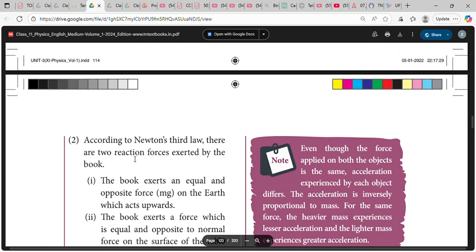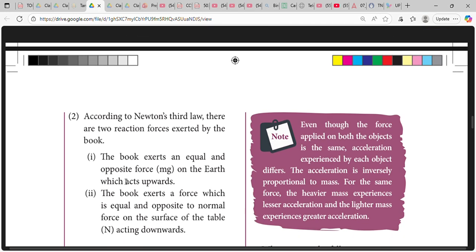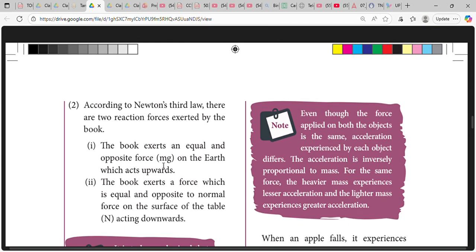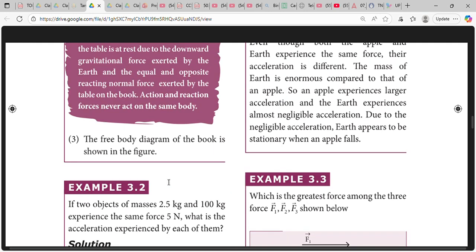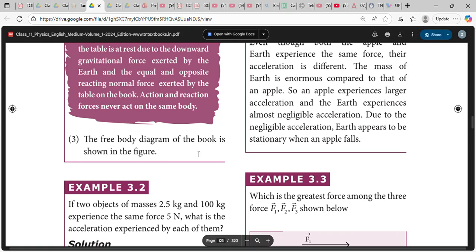According to Newton's third law, there are two reaction forces exerted by the book. The book exerts an equal and opposite force mg on the earth which acts upward. The book exerts a force which is equal and opposite to the normal force on the surface of the table, acting downwards. So the free body diagram.